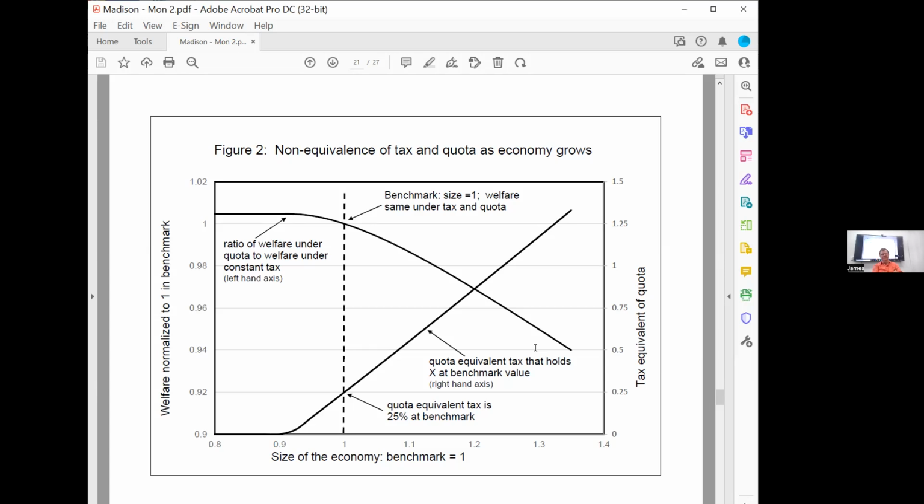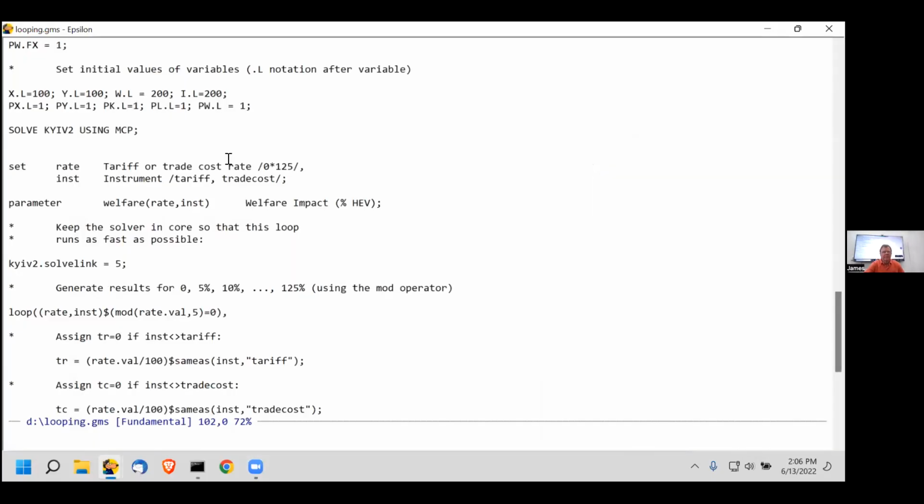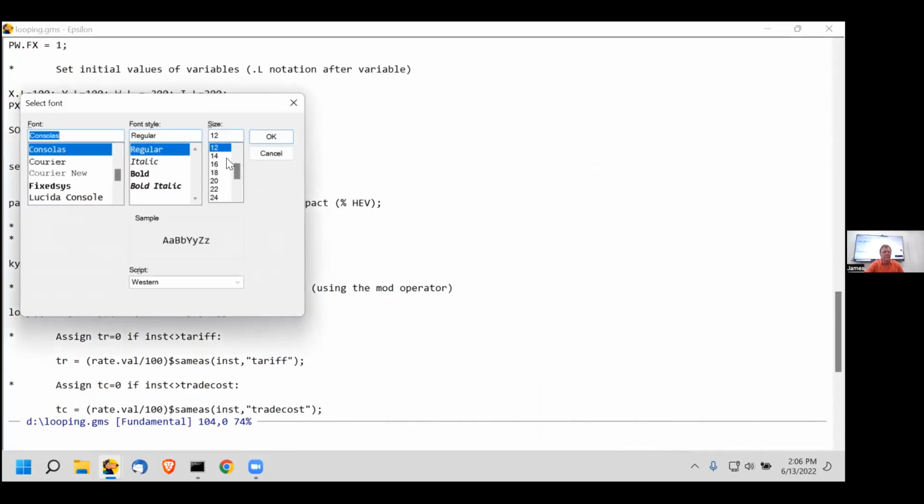So I sent this example to Martha. I sent around a copy of this file. If I go here, I called it looping, and it's just like Jim's first example. How would I code that up? Let me set the font to something bigger.